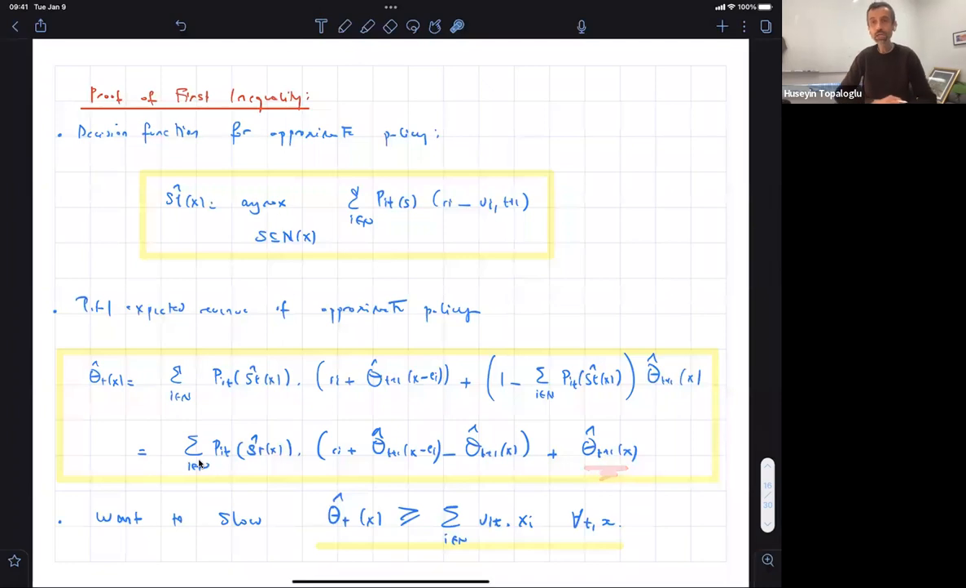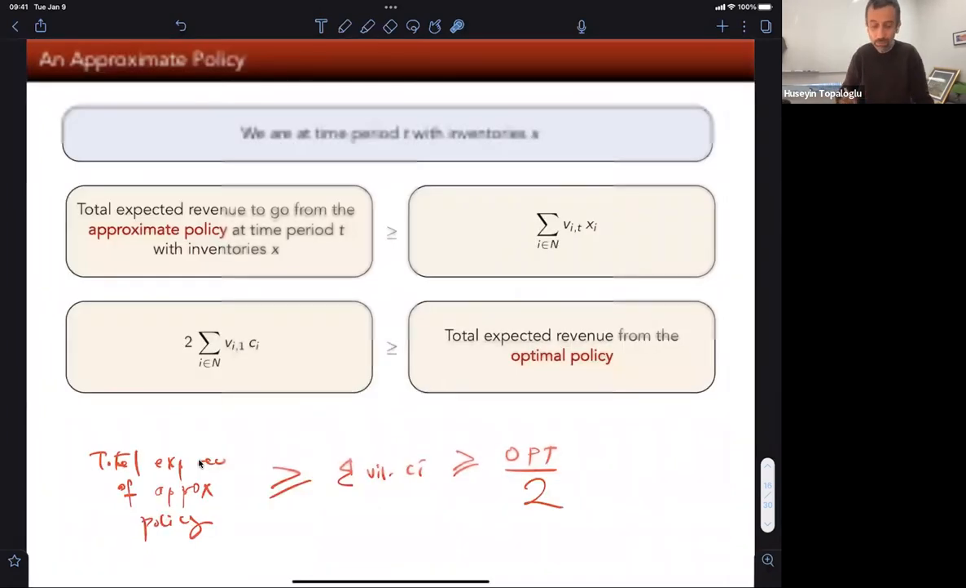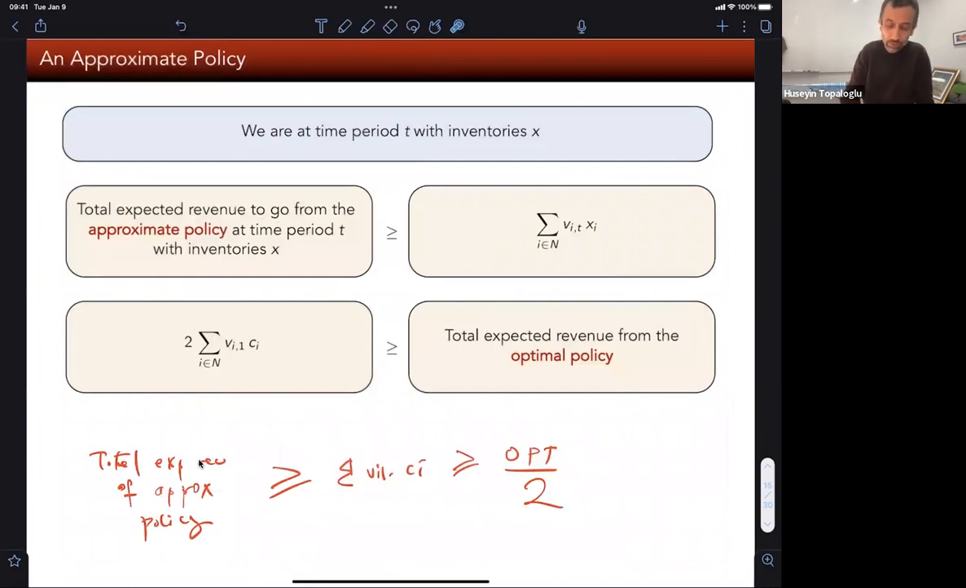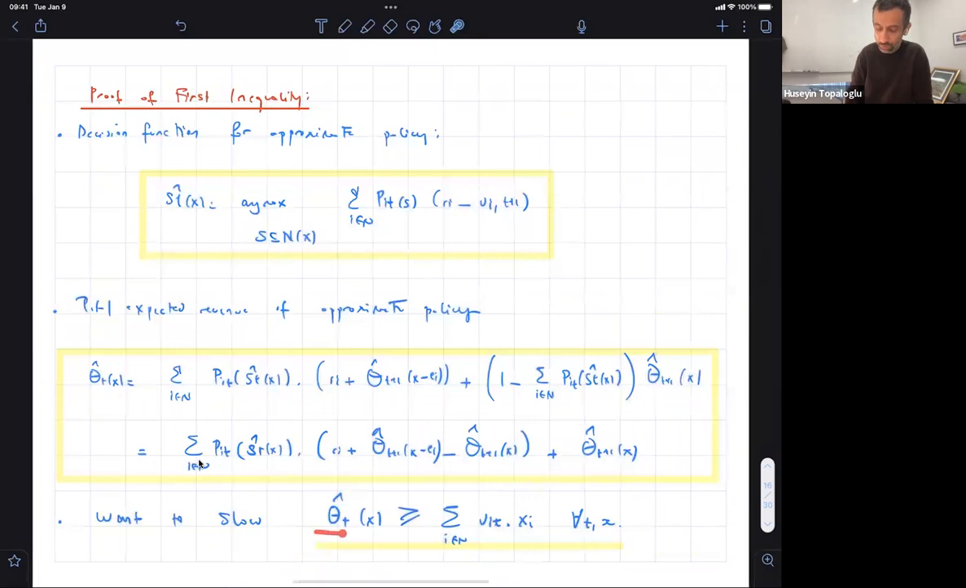There is that. So these are the two dynamic programs, just the things shuffled around. So what we wanted to show was, remember, the total expected revenue collected by our approximate policy, starting from time period t with the inventories x, is at least as large as this linear function of the inventories. What we want to show is this inequality.